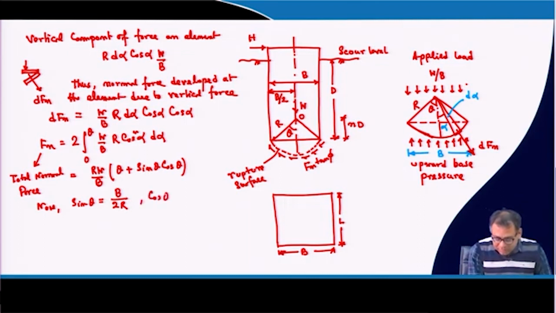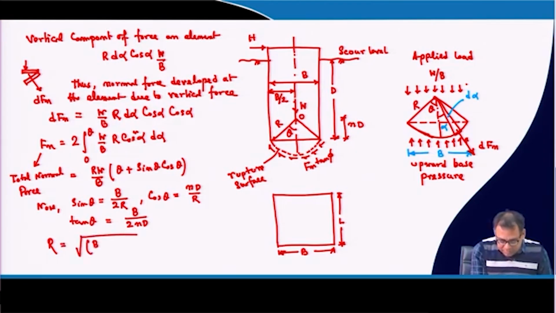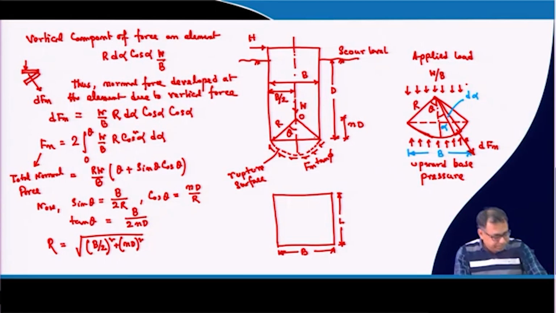Similarly, cos theta will be equal to N D divided by R. So, tan theta will be equal to sin by cos, so that will be B by 2 N D. And what is R? Because we have to now convert all these parameters. R will be nothing but root over B by 2 square plus N D square.